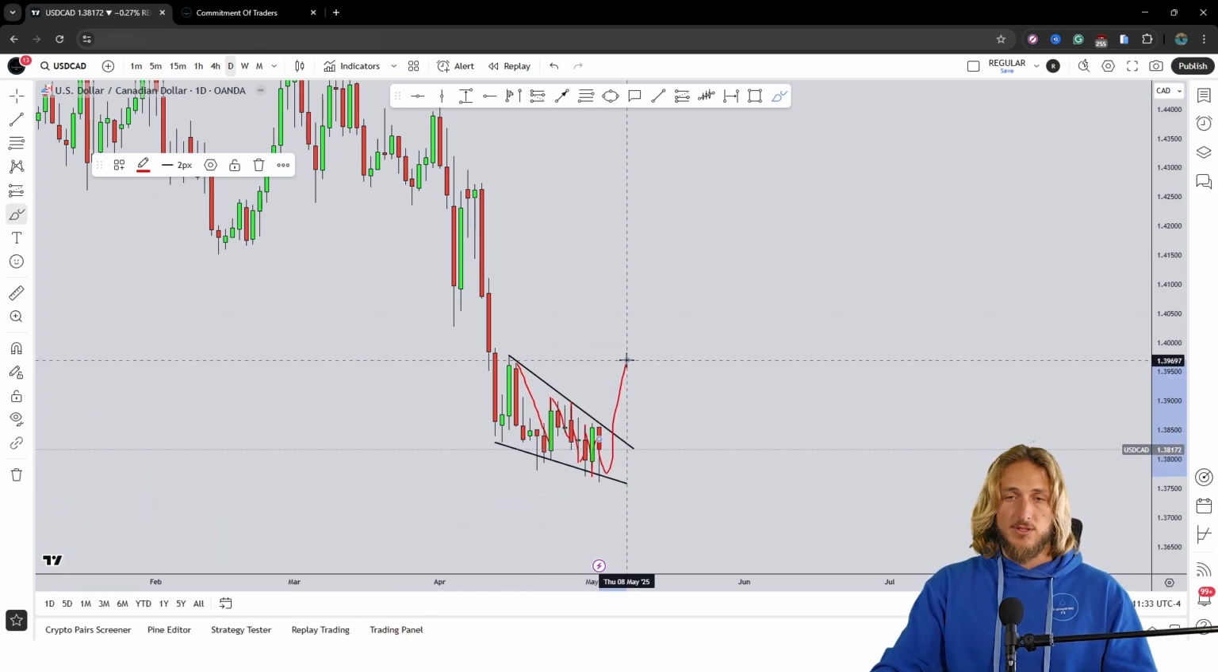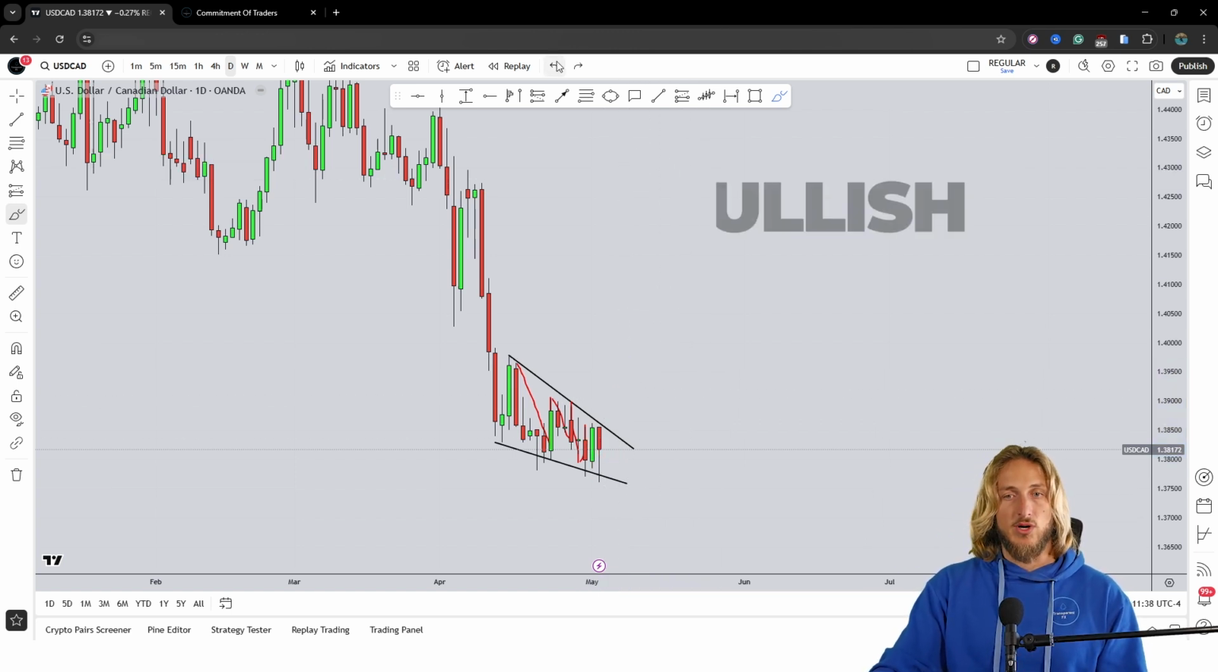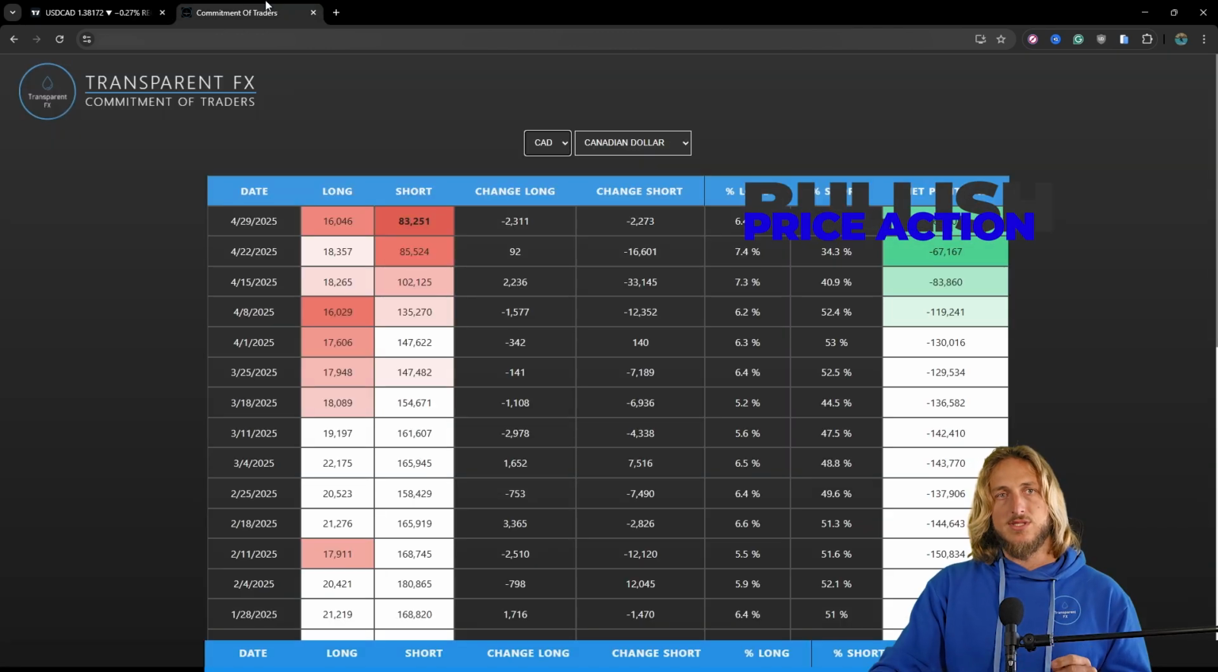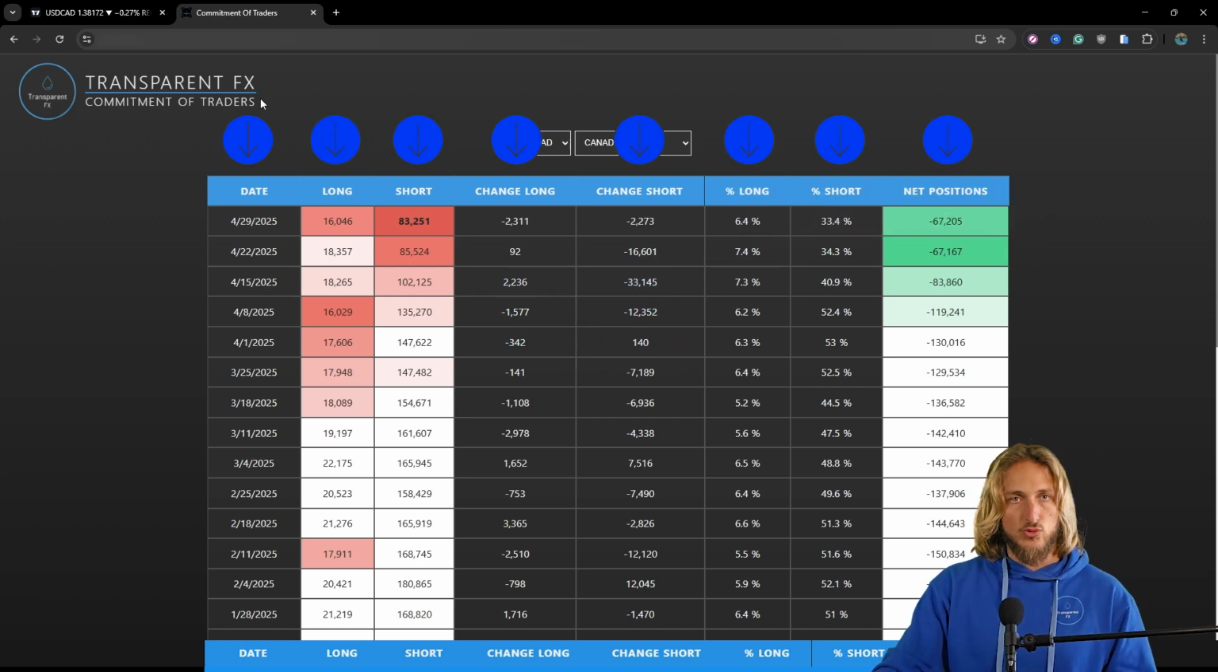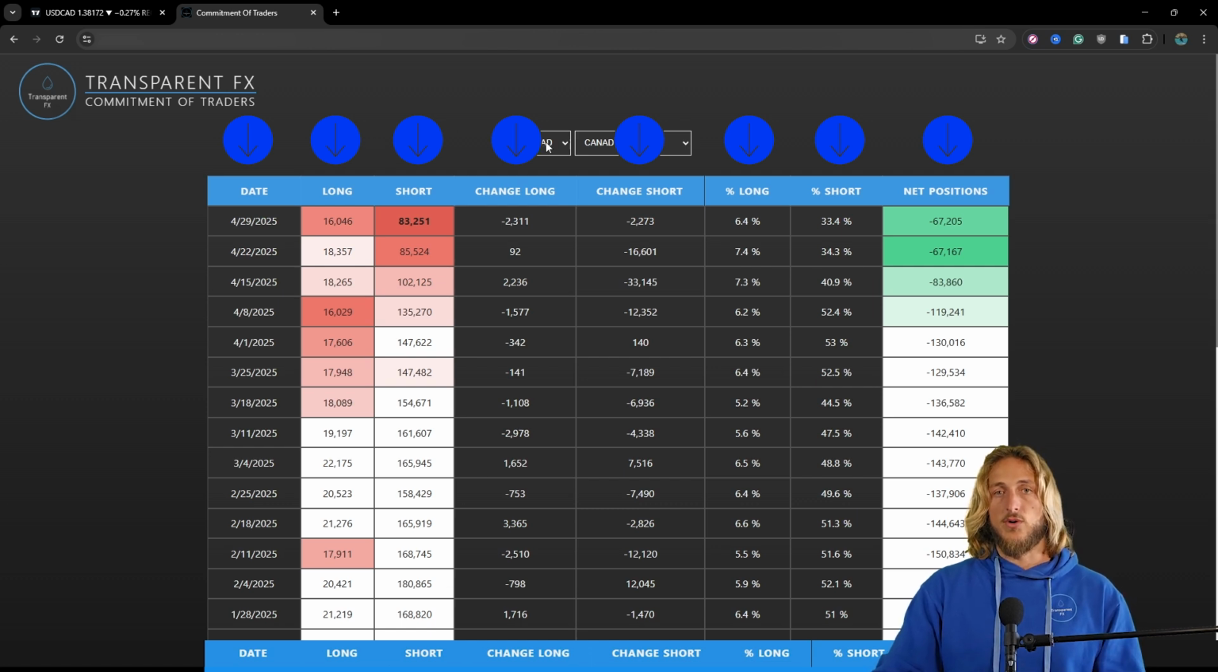And at some point, buyers win over the sellers and the market actually breaks out to the upside. Now let's go and see if institutions are already longing USDCAD. To do that, we have to check the Commitment of Traders, the non-commercials for the CAD.